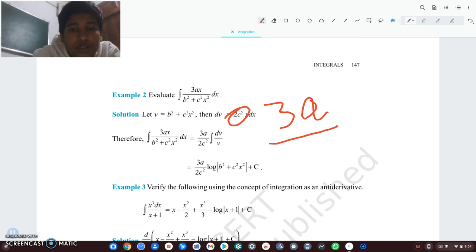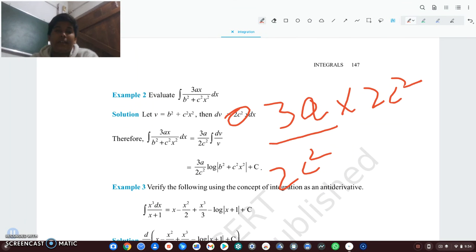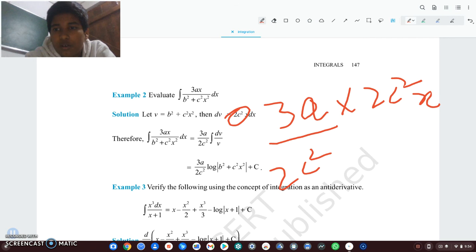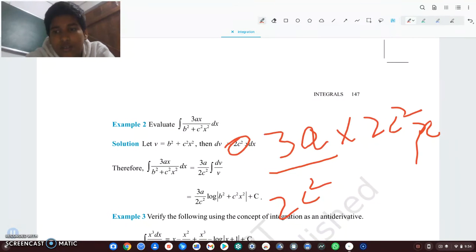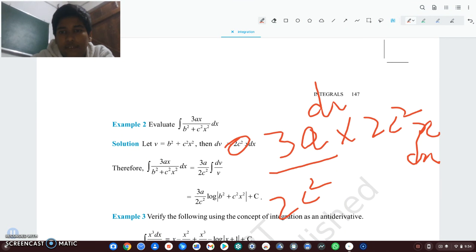Yeah, we are getting x dx, but we also need 2c square. So for this 2c square, we would divide and multiply by 2c square. So we are multiplying and dividing, and therefore 2c square and x dx, so this whole would be dv.